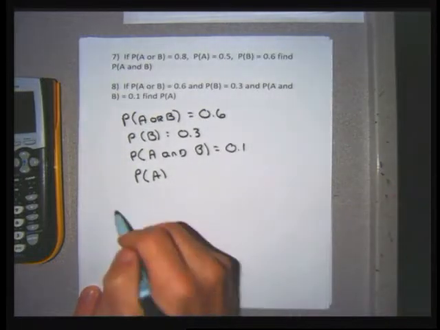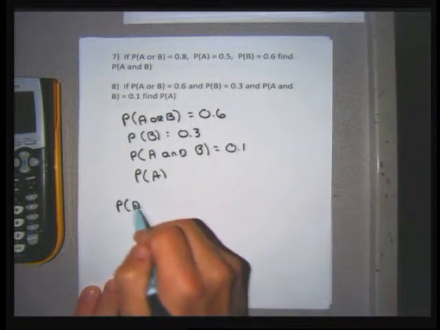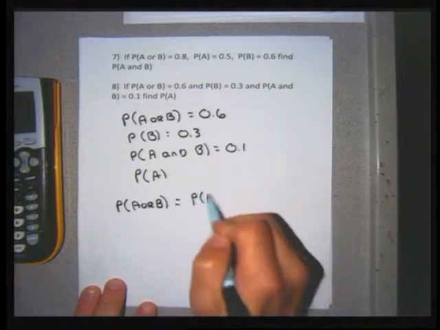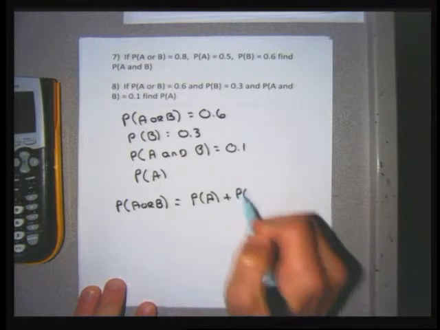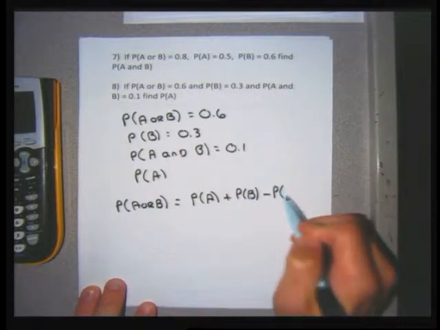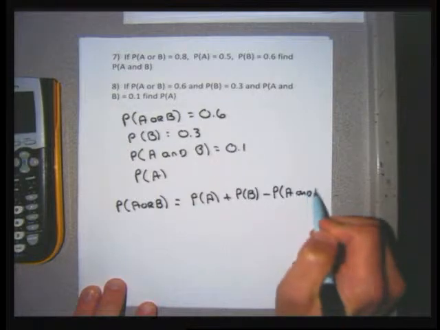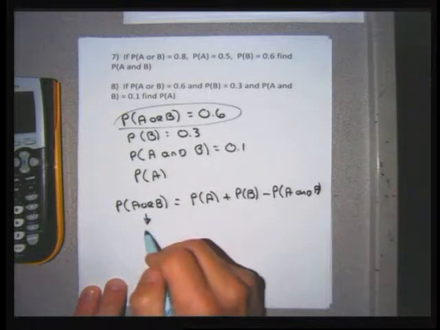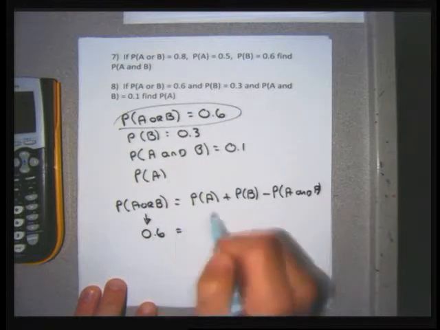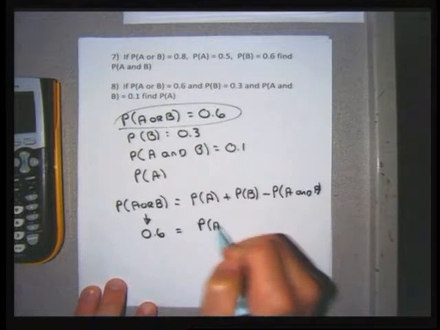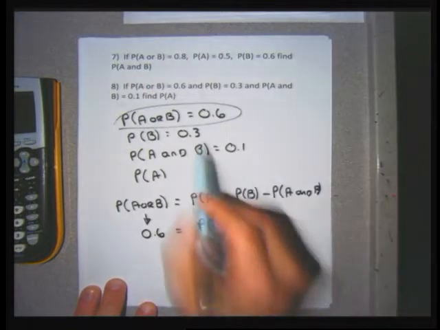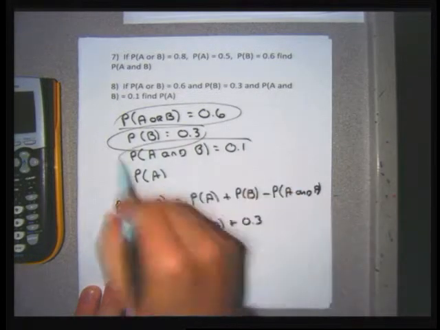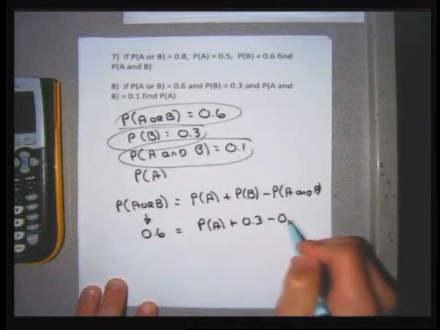And again, I'm just going to use the formula and plug the numbers that are given in the formula. So the formula is the probability of A or B equals the probability of A plus the probability of B less the probability of A and B. And for the probability of A or B, I'm going to put 0.6. I'm trying to find the probability of A, so I'm going to leave that symbol intact. For the probability of B, I'm going to put 0.3. For the probability of A and B, I'm going to put 0.1.